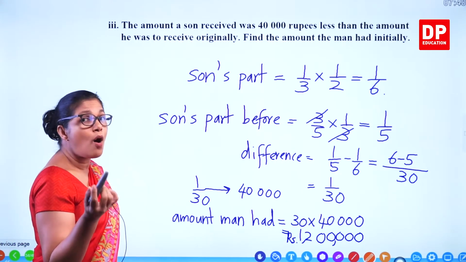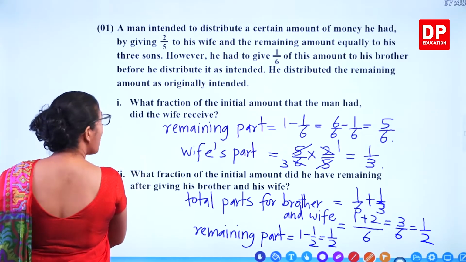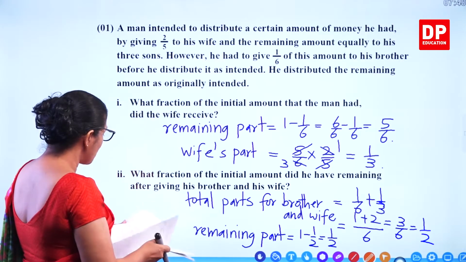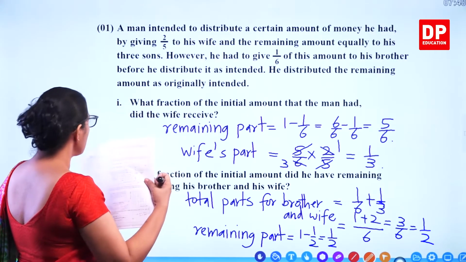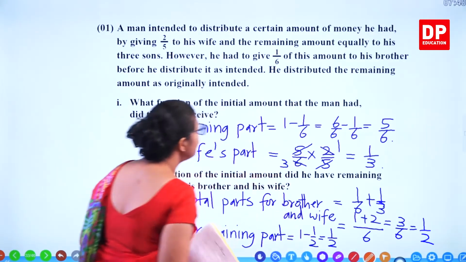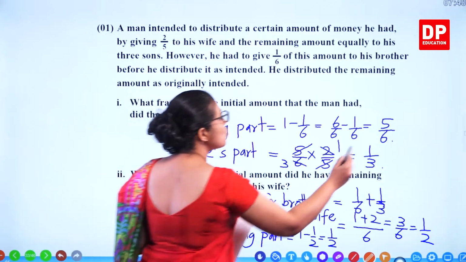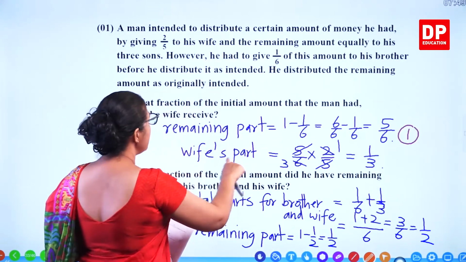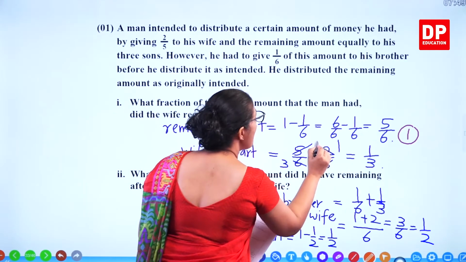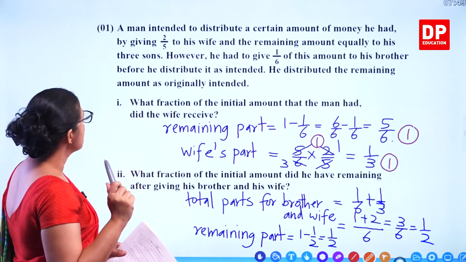Now we'll see how you can get marks for this, according to the question. So here, first part, you get 3 marks. So 1 mark to find out the remaining. And then wife's part, another 1 mark for this method and 1 mark for the answer. So 3 marks for this part.